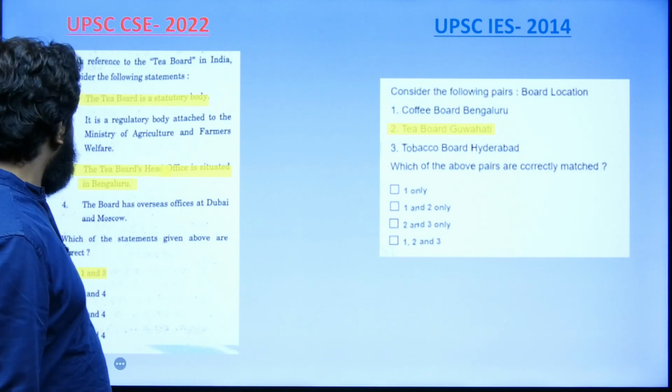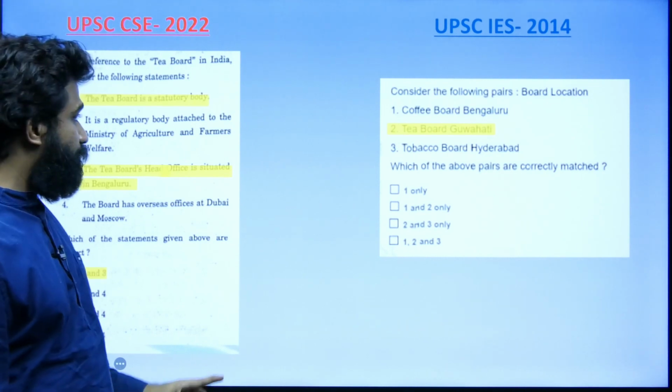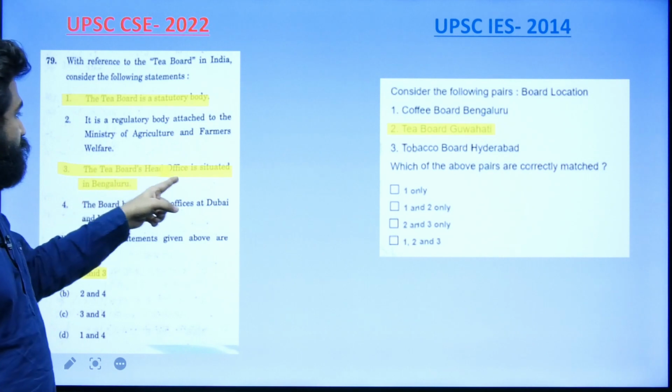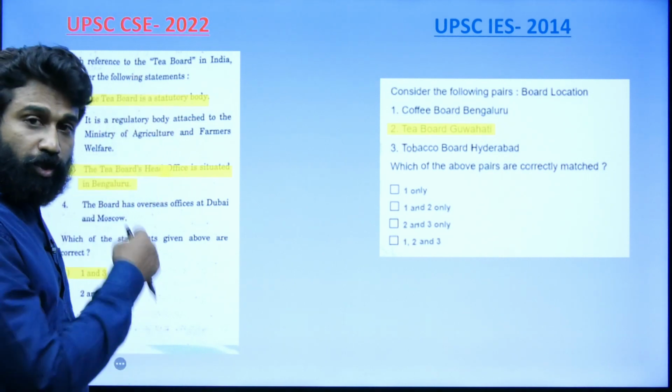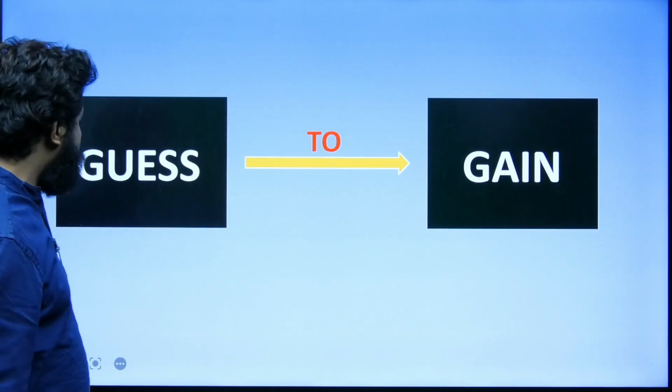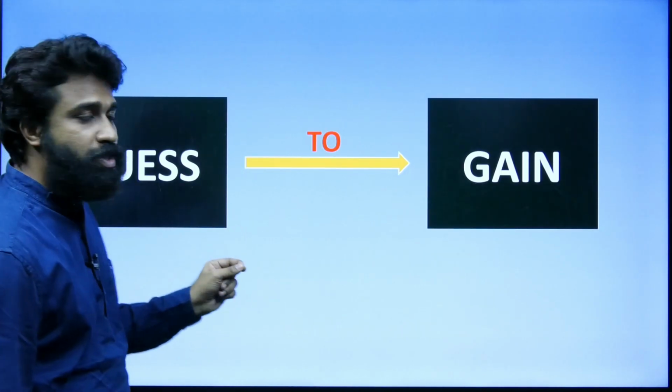In several exams, if you are thorough with this, it is 1 and 3: tea board is located in Bangalore and the board is a statutory body. This is the answer in the 2022 recent previous year question, that is UPSC. So, guess to gain.